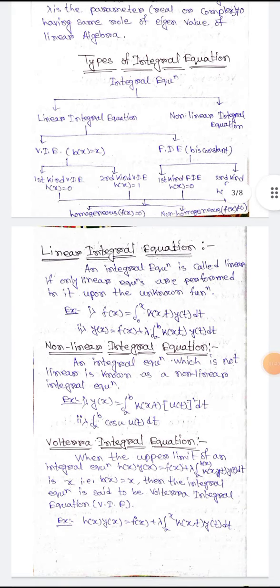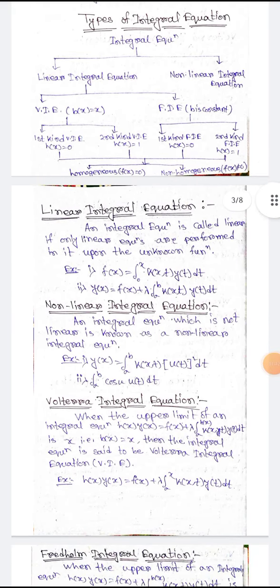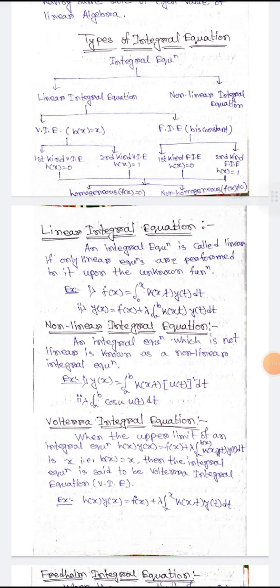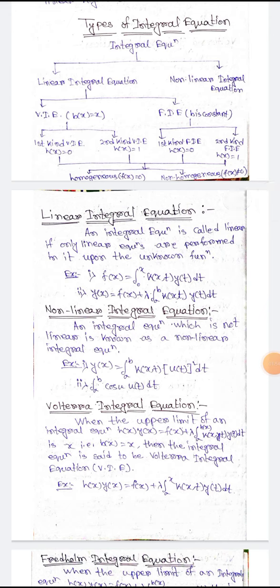Here are the definitions. Linear integral equations. An integral equation is called linear if only linear operations are performed on the unknown function. Here are two examples: f(x) equals integral from 0 to x of k(x,t) y(t) dt, and y(x) equals f(x) plus lambda integral from a to b of k(x,t) y(t) dt.